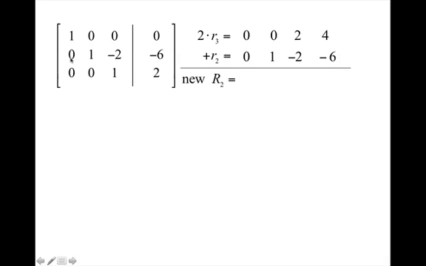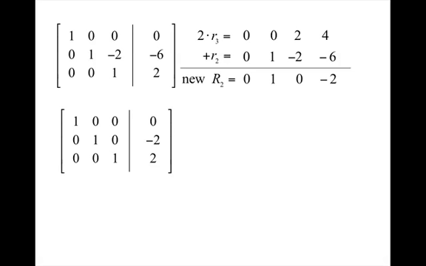Well, row 2 started out with a 0 and a 1, and I do not want these to change. Well, 0 plus 0 is 0, and 0 plus 1 is 1. So my 0, 1 did stay the same. Next, I wanted the negative 2 to become a 0. Well, 2 minus 2 gives me the 0 that I wanted. And then finally, 4 minus 6 gives me a negative 2. So replace row 2 with 0, 1, 0, negative 2, and keep rows 1 and 3 the same.